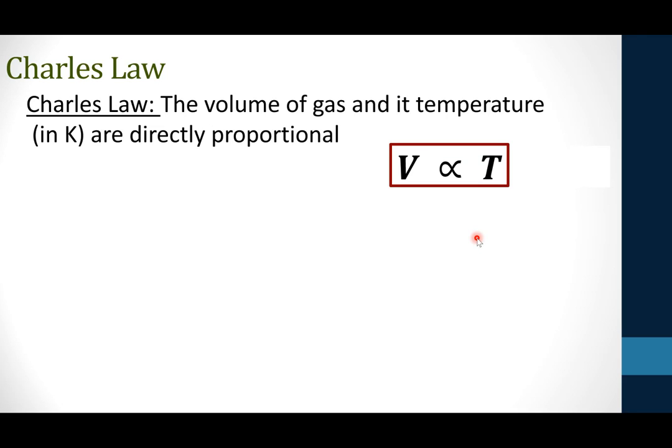So for Charles' law, the volume of gas and its temperature are directly proportional. So again, we see that mathematical symbol, volume proportional to temperature. And we don't have that 1 over because there's no inverse here. It's directly. So volume goes up, temperature goes up, volume goes down, temperature goes down. Very, very important piece here. What unit does temperature have to be in? It has to be in Kelvin.